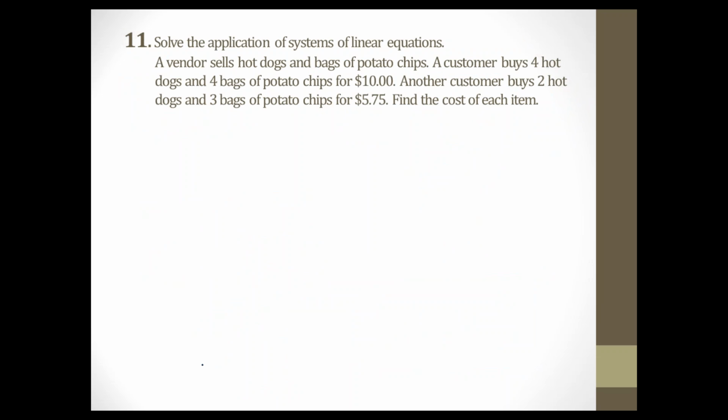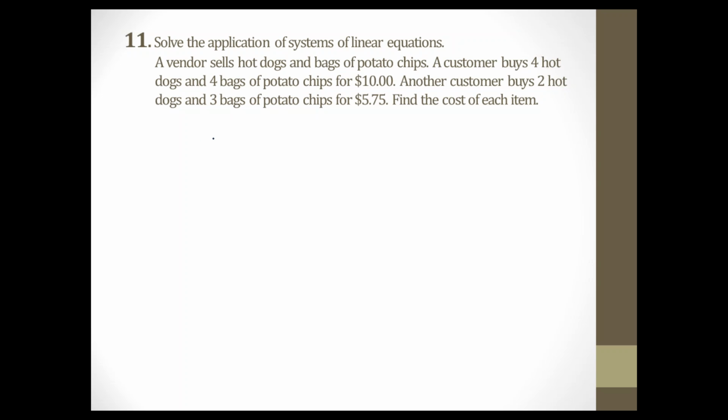Okay, let's go to problem number 11. This is a word problem and it says solve the application of systems of linear equations. So now we're going to apply what Professor Forsett had showed you in two different problems previously. So it says a vendor sells hot dogs and bags of potato chips. A customer buys 4 hot dogs and 4 bags of potato chips for $10, and then another customer buys 2 hot dogs and 3 bags of potato chips for $5.75. And we need to find the cost of each of these two items.